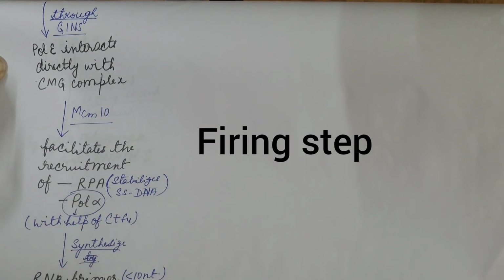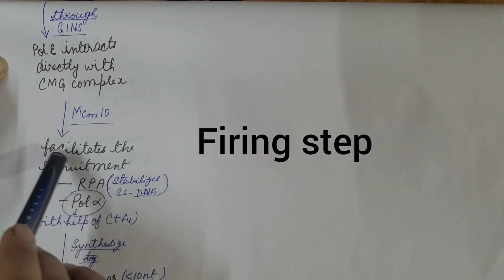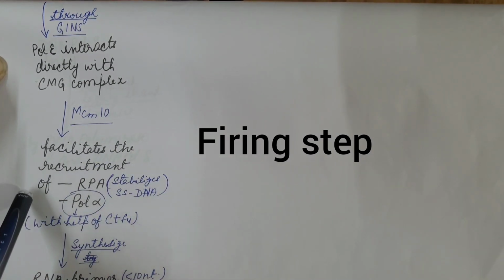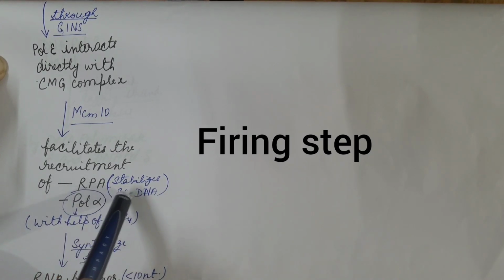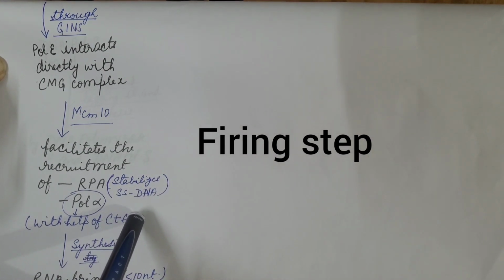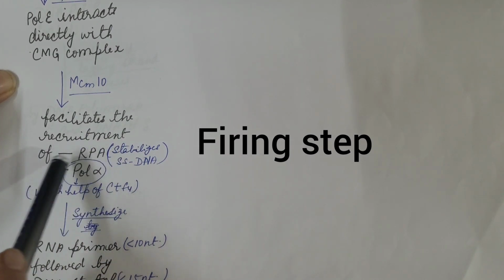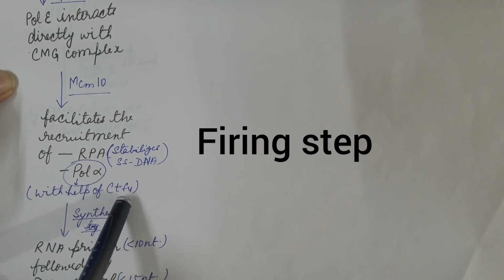MCM10, which is associated with the replication origin, then facilitates the recruitment of RPA, which binds to the single strand of DNA and stabilizes it and prevents its re-annealing or rewinding. It also facilitates the recruitment of DNA polymerase alpha with the help of CTF4.